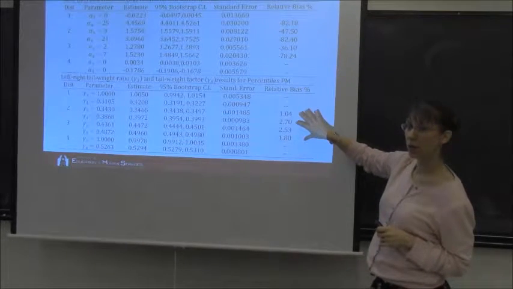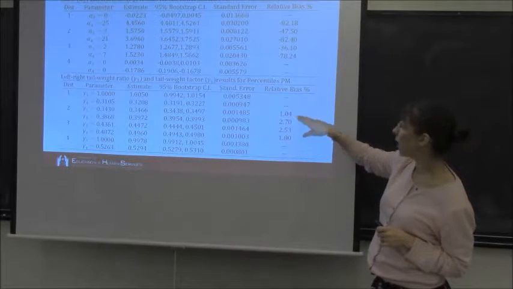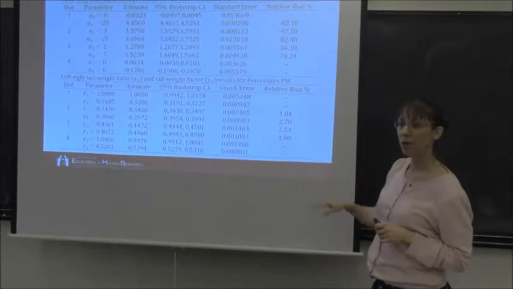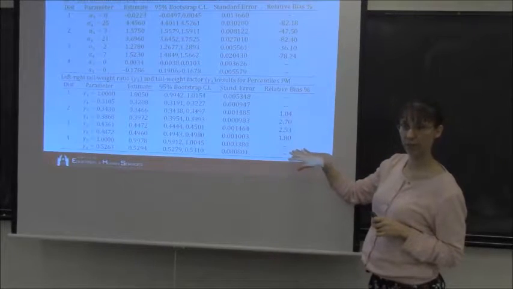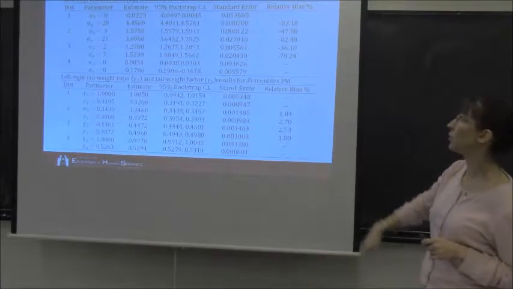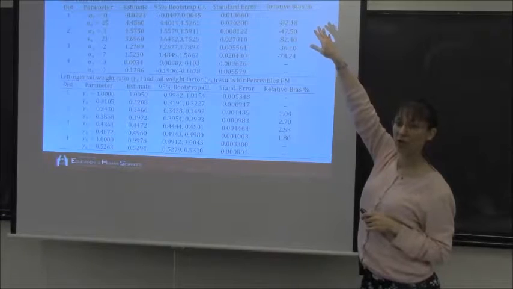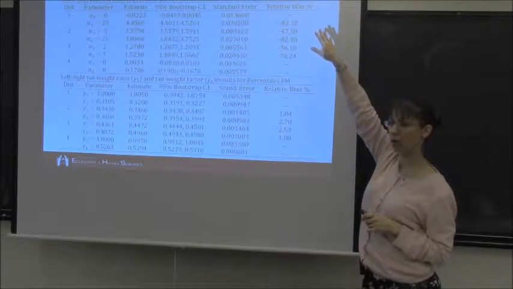For the percentile power method approach, we do see some bias, but it's always on the magnitude of less than 3%. So a big difference between those two. And again, this is for sample size of 25, so this is our smaller sample size.